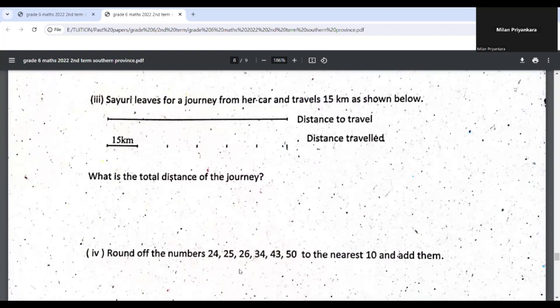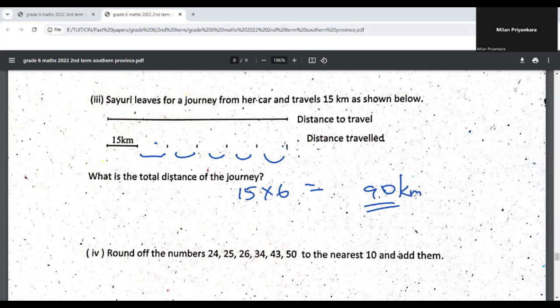Sairu leaves for a journey from her car and travels 15 kilometers as shown below. Distance to travel, right? Okay. And 15 kilometers she has traveled. So what is the total distance of the journey? So we can see 1, 2, 3, 4, 5, 6. It looks like there are 6 of 15 kilometers. So you can multiply 15 by 6, right? So it should be 90 kilometers, right?